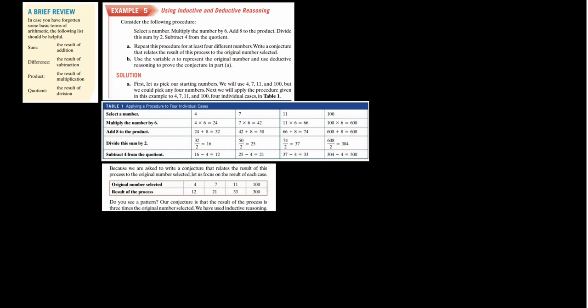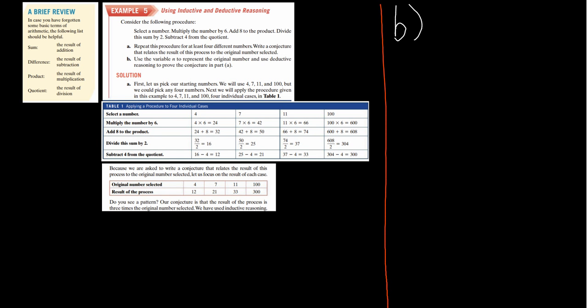Now we're going to talk about deductive. Deductive reasoning is a more concrete result. So let's see this concrete result. B, in this particular case, says use the variable n to represent the original number, and then use deductive reasoning to prove the conjecture. So let's do that. Let's put this over here. We're going to say B.